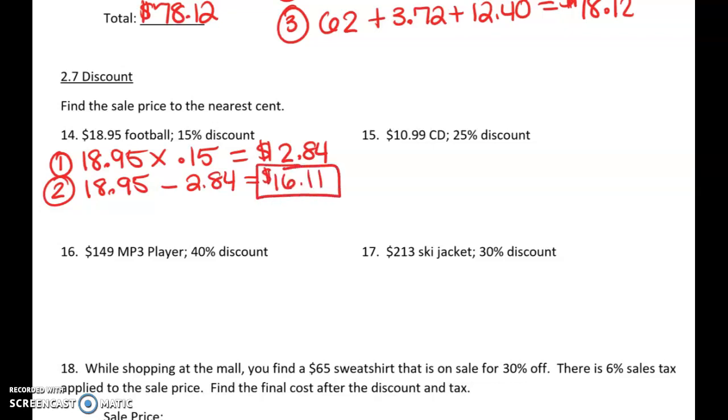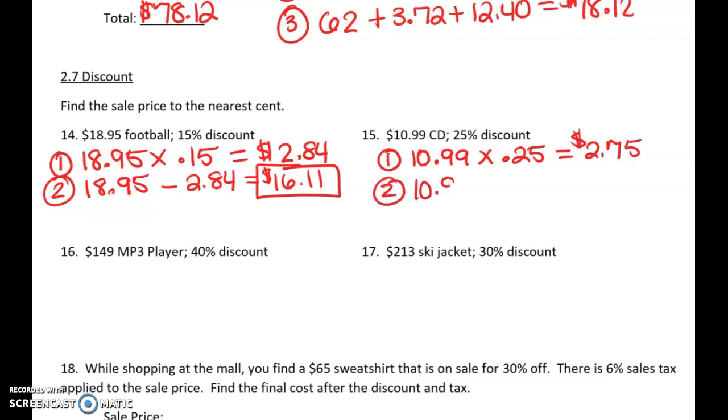Okay, so really make sure you're reading the problem. If it's a discount, you want to subtract it. If it's an increase, a markup, a tip, a tax, you want to add it. So same thing for number 15. So it costs $10.99, and the first thing that you're going to do always is find out what is 25% of that, which is $2.75. And now again, it's a discount, so I'm going to take the $10.99 and subtract $2.75 to get the new cost of $8.24.